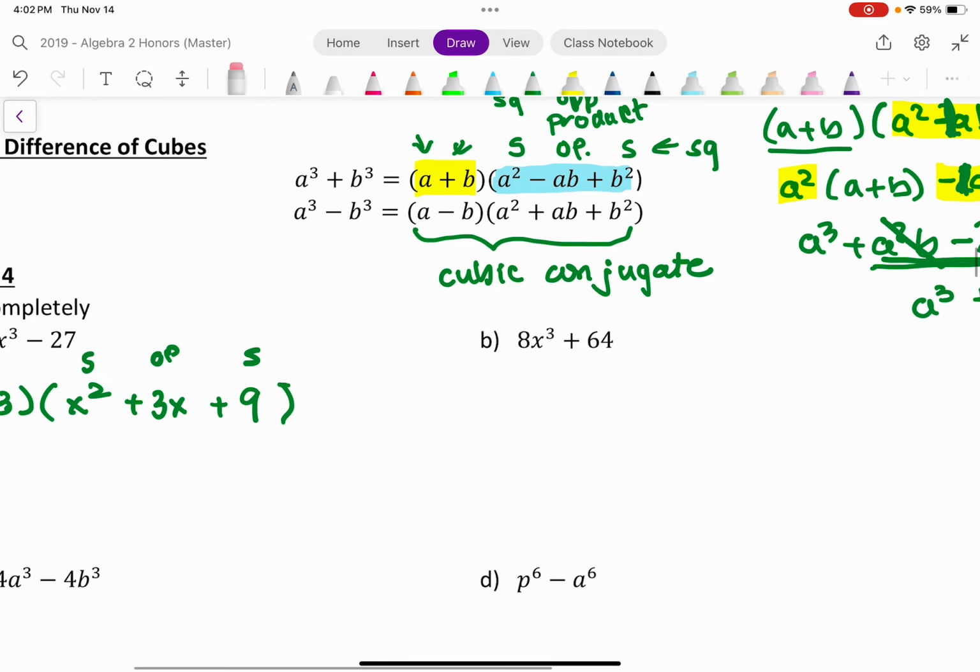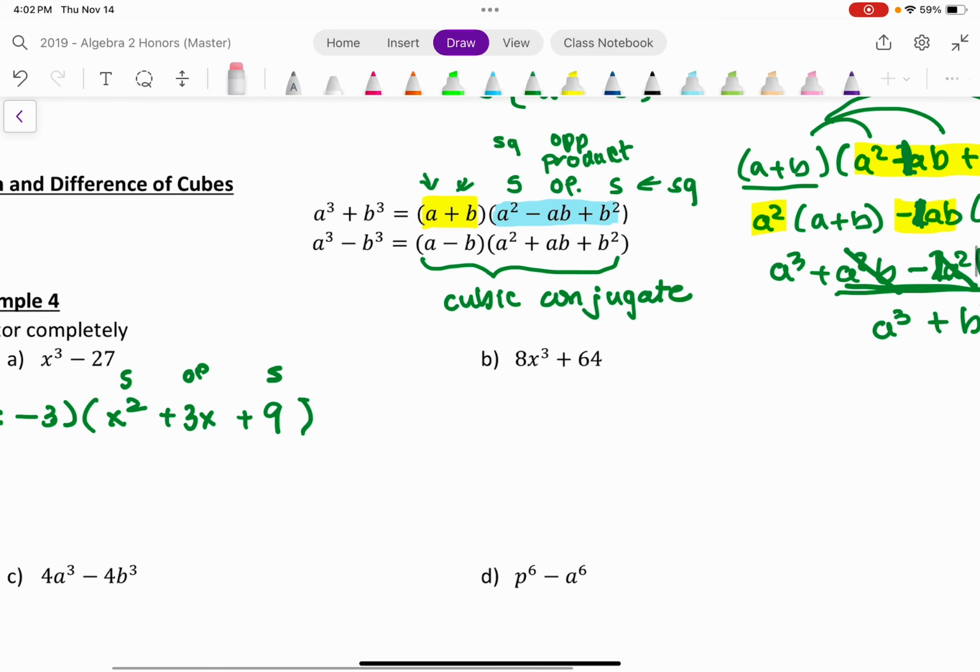For the next one, it's very tempting. 8 is a perfect cube, and so is 64. However, a lot of people would forget to factor out the 8. It's a GCF. So here, I would just be really cautious. Always check for a GCF first. We're so in the moment sometimes, we forget to do that.